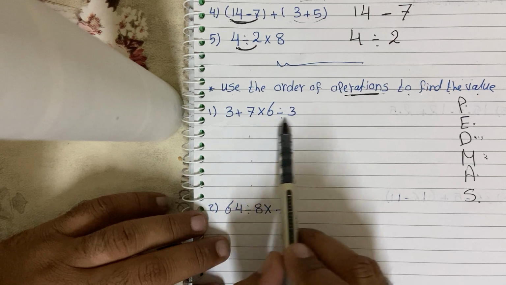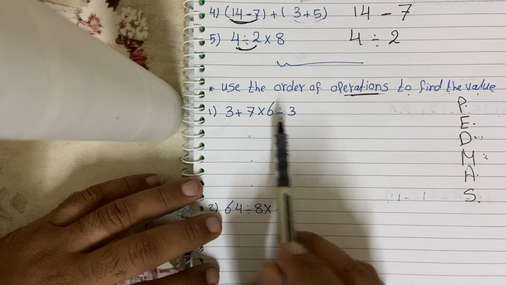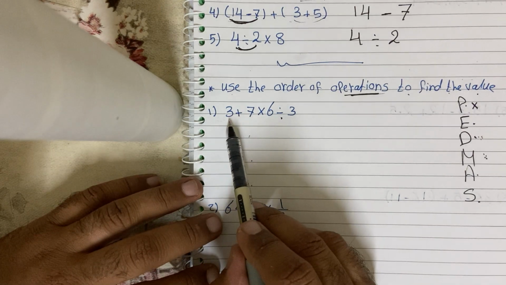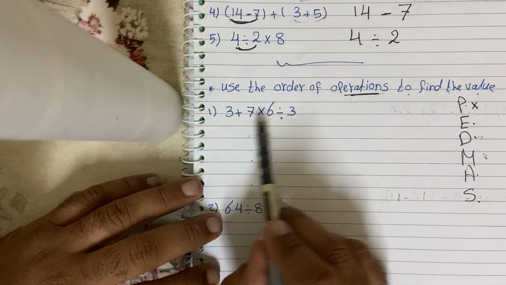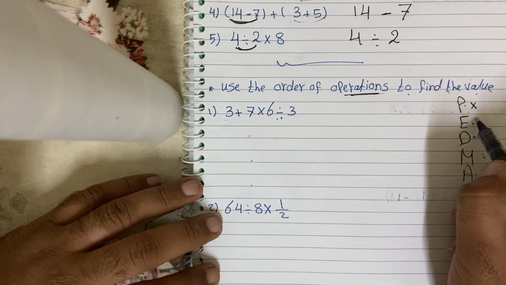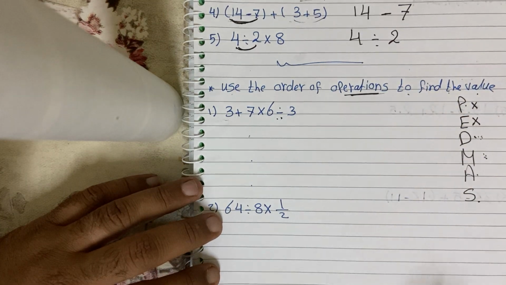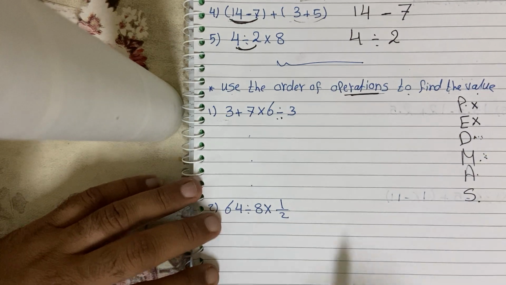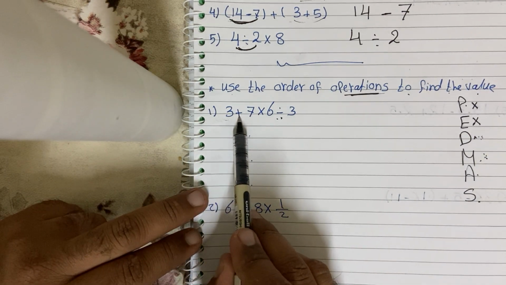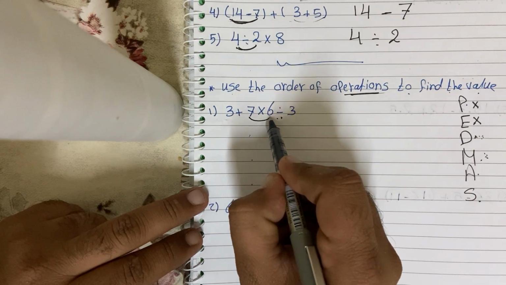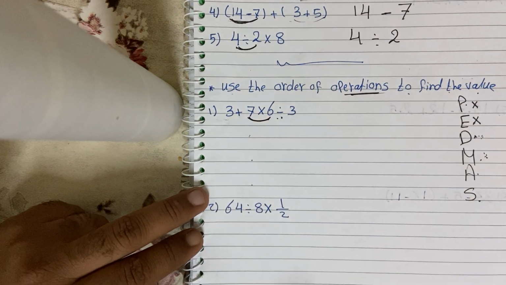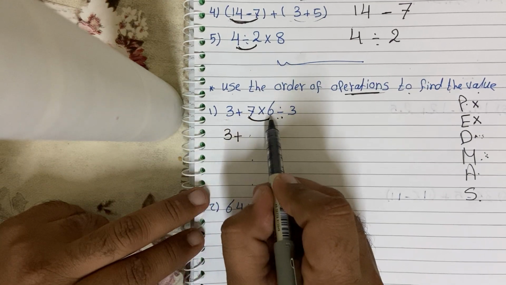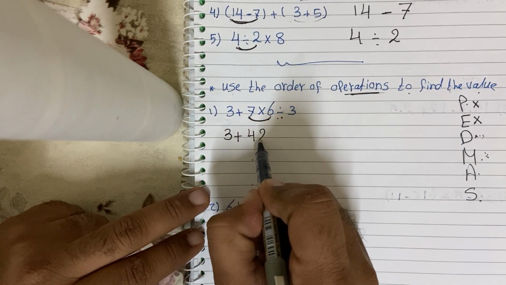Let's search about the brackets. Do you have brackets here? No, so skip this step. After bracket, power. Do you have any power here? No, skip this step also. We have now divide or multiply. Let's search. Plus, no. Multiply. You have to multiply first. So keep the 3 plus, 7 by 6 is 42.